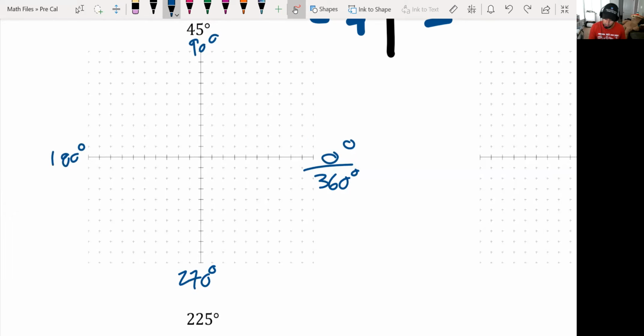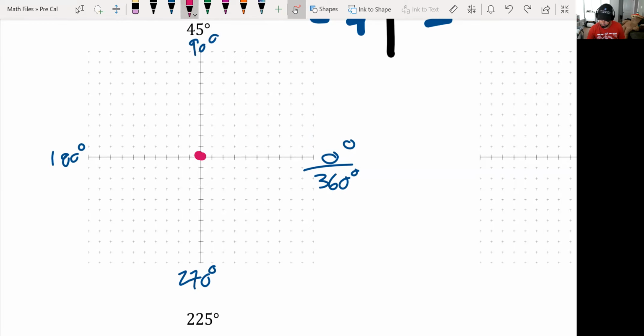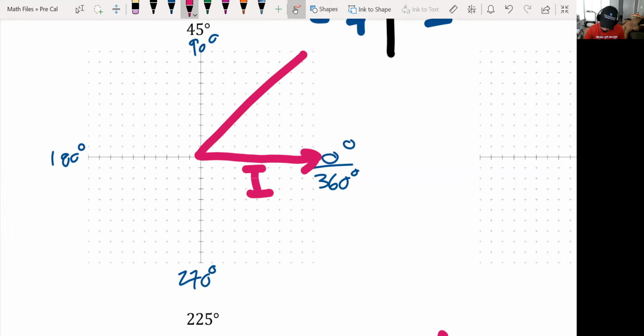So to draw it, well, I put the initial side here. There's the initial. And then 45 degrees, cut straight through the middle, because that's half of 90, right? There's terminal. And there's 45 degrees. Maybe not so big. There we go. Okay, and that's it. That's drawing an angle.